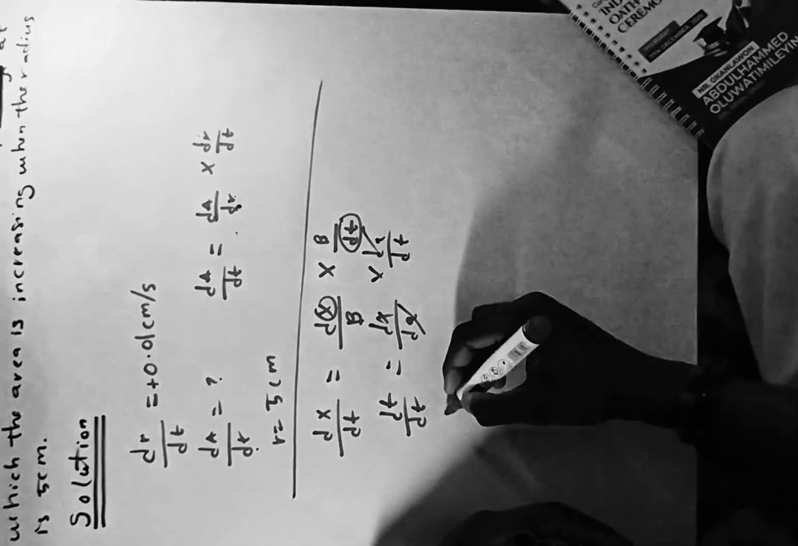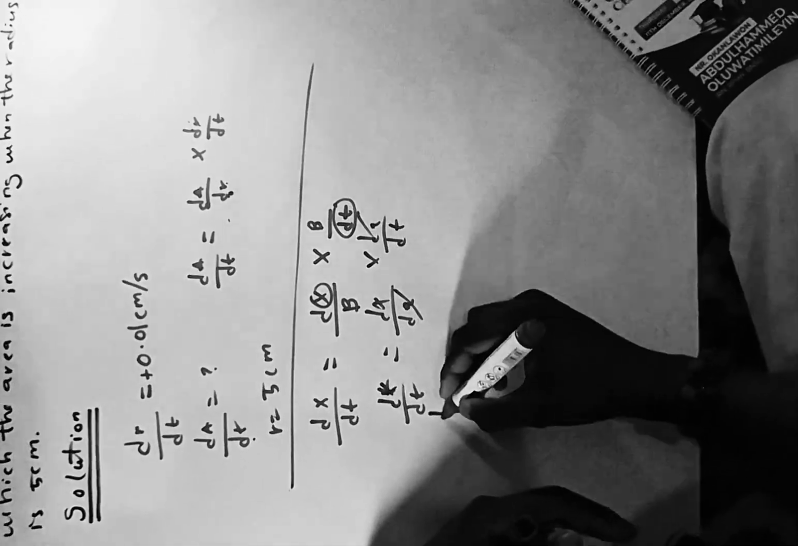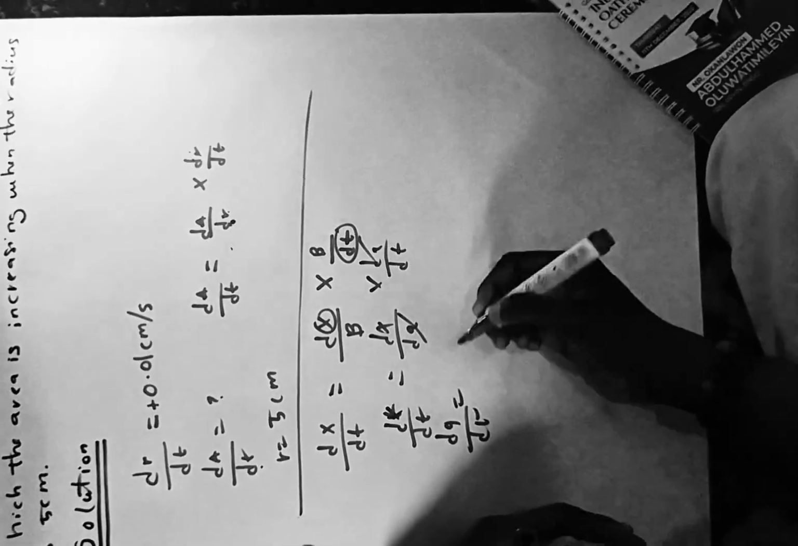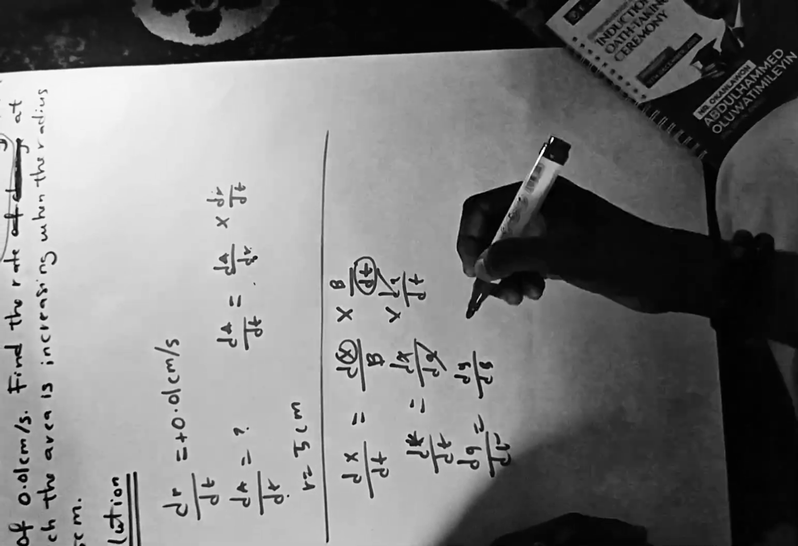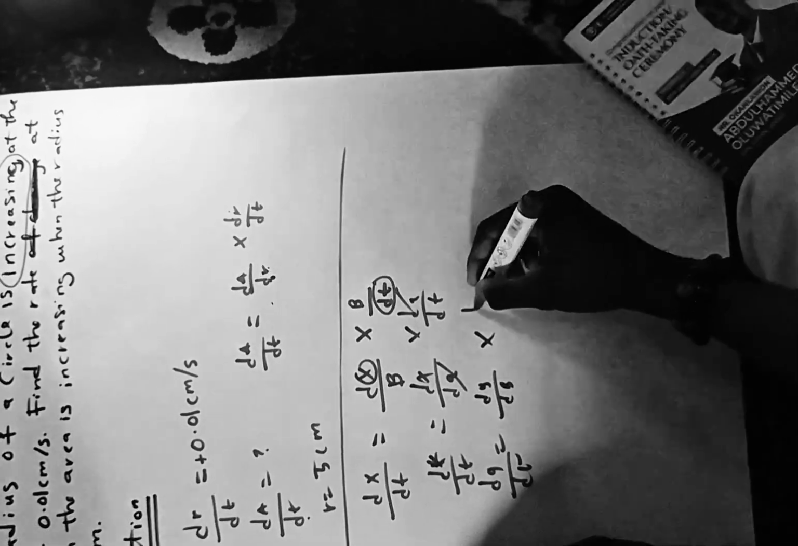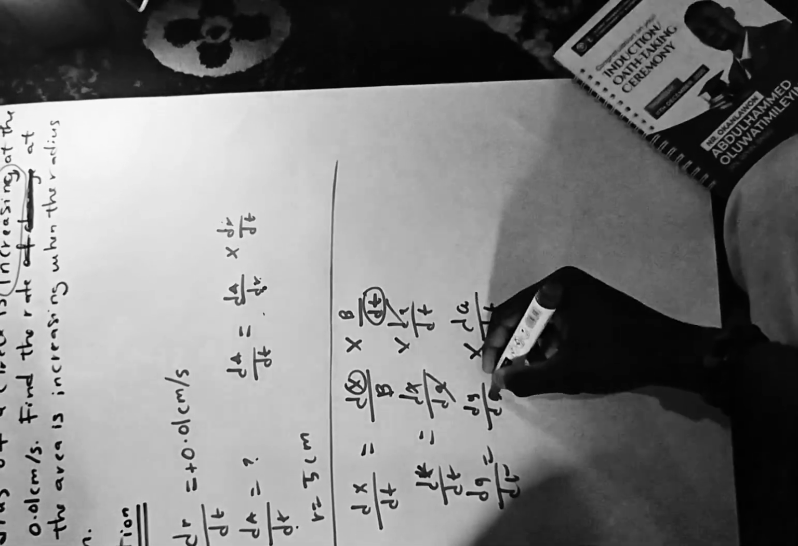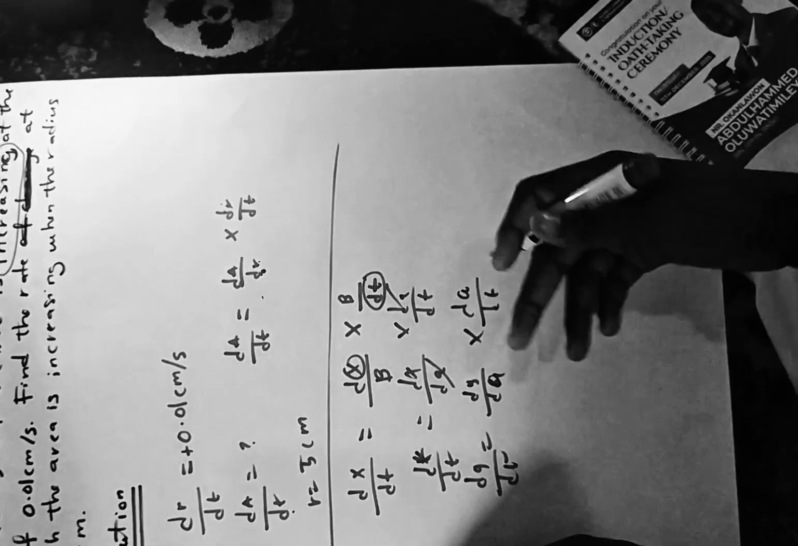Let's take another example. Let's say we're looking for something like dy by dt. We know that this is going to be dy by d-alpha, where the alpha is another variable in the question, times the d-alpha by dt. I hope you understand the pattern. So that's basically just the pattern.